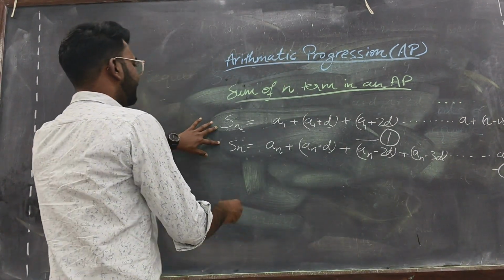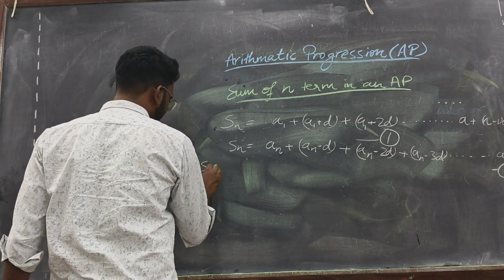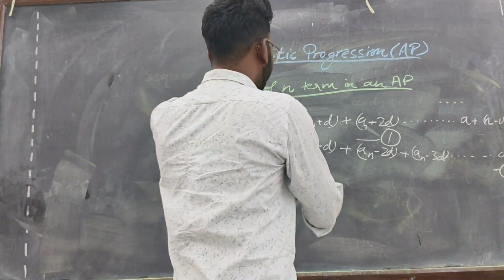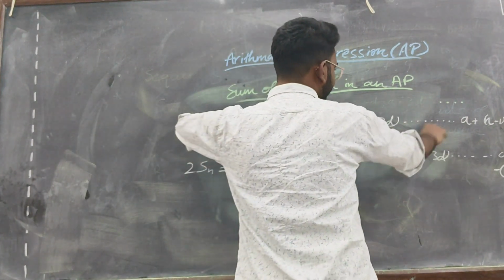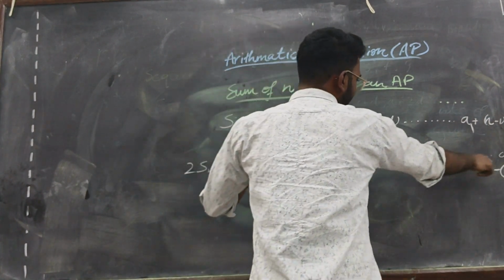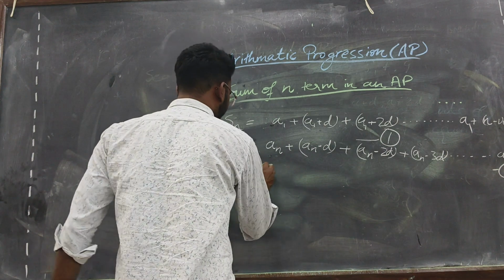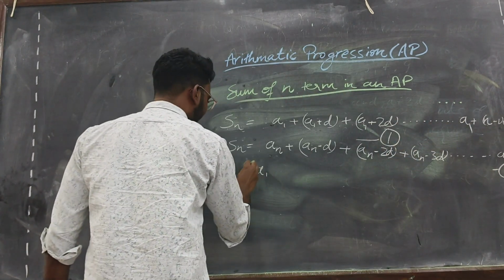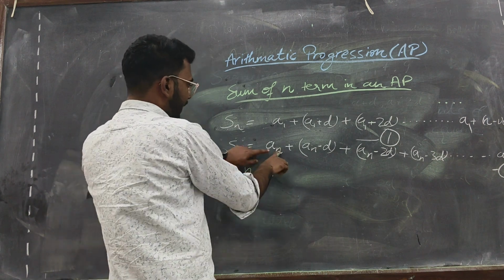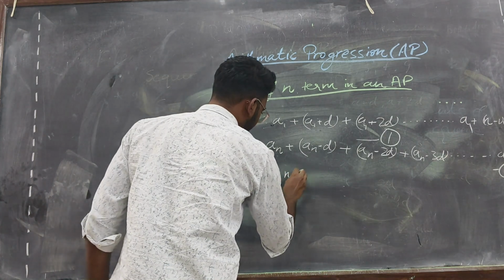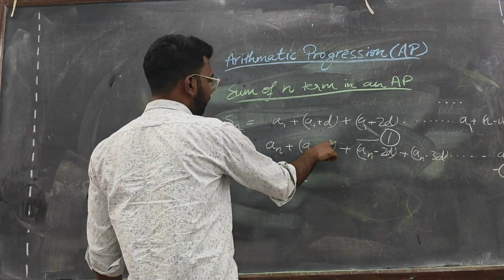Now if we add these two equations, Sn plus Sn will be 2Sn. It will be a1 plus a1 plus a1 and so on, an plus an plus an plus an, up to the nth term. How many a1s are these? These are n number of terms. So n a1 plus an. How many? n number of terms. So n an.